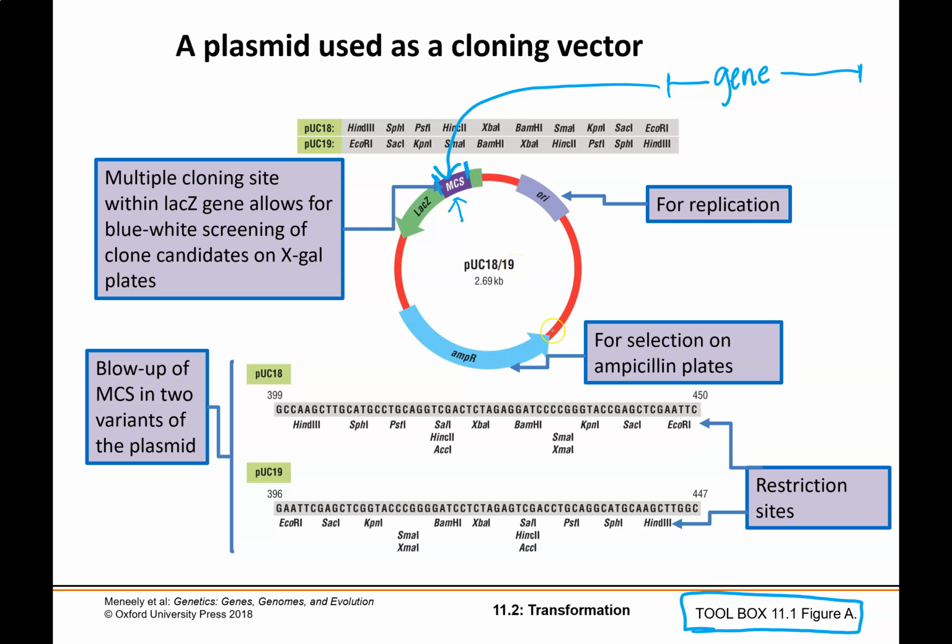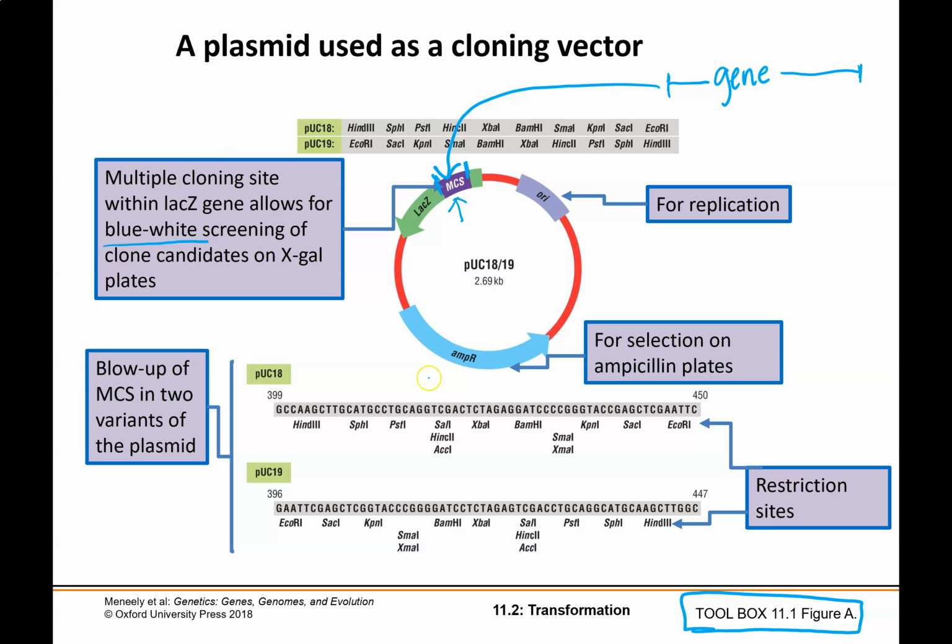Another important gene that we have in this plasmid is ampicillin. This gene provides resistance to ampicillin, which is an antibiotic. And this allows us to select for bacteria that have taken up our plasmid. So when transformation has successfully happened, we have cells that can survive on plates with the antibiotic ampicillin. By inserting our gene into this LAC-Z gene, we can actually use that blue-white screening.